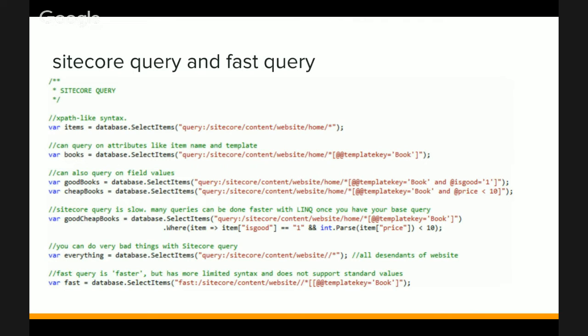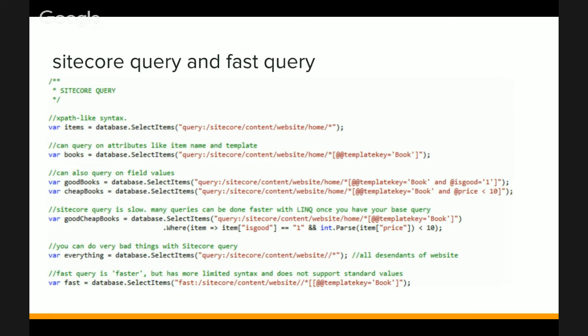With that, you can use XPath syntax to say not only do I want that, but I want ones where the field template key, which is a built-in field, is book. So in this case, we're going to get all the items of the template book that are underneath the home item. Template key is a built-in one, that's why it's got the double @ sign in front of it. But we can actually say, give me all the books that have a field called its good that's equal to 1, or all the books that have a price that's less than 10. So there's a bit of context you can do with this.